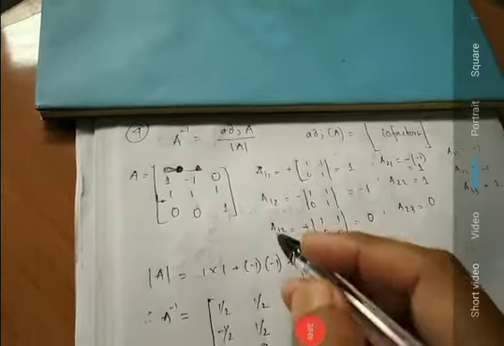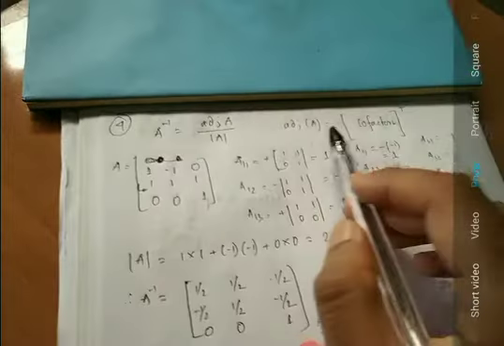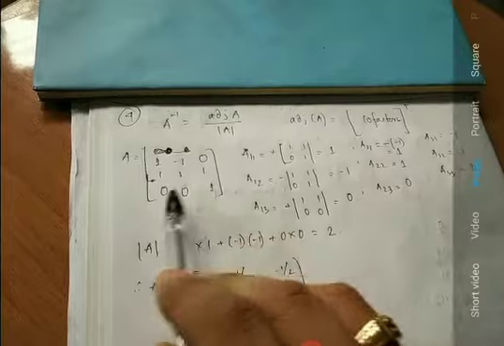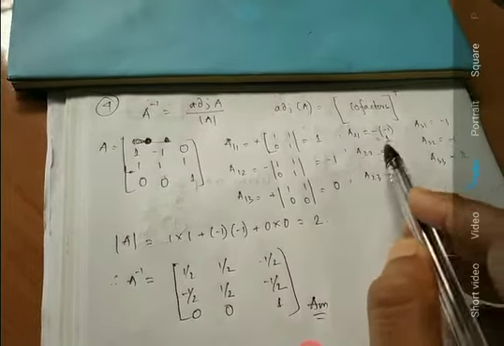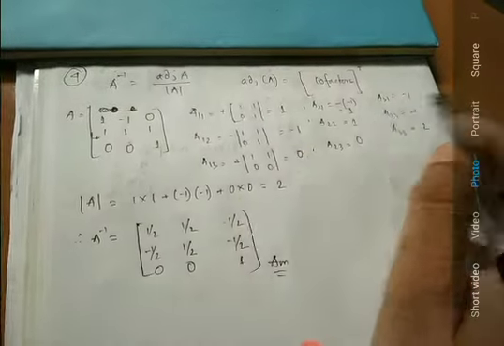So as I was talking, question number 4: A inverse equals adjoint of A by determinant of A, where adjoint is the cofactor matrix transposed. For the cofactor, the A matrix is given. For every position you have to find the cofactor: 1 1, 1 2, 1 3, 2 1, 2 2, 2 3, and then 3 1, 3 2, 3 3. This portion I am showing in detail. This one you can calculate.